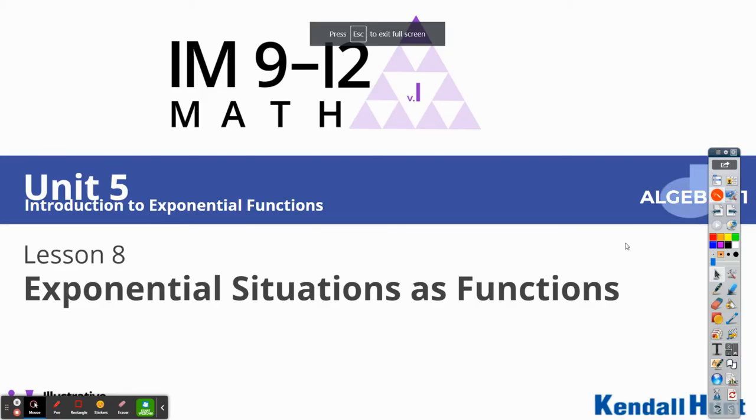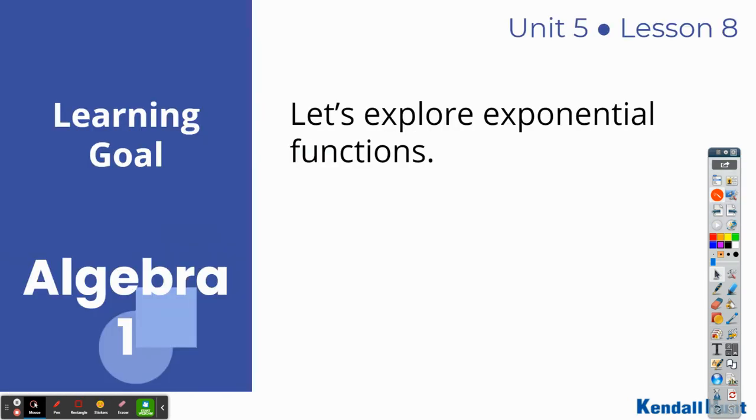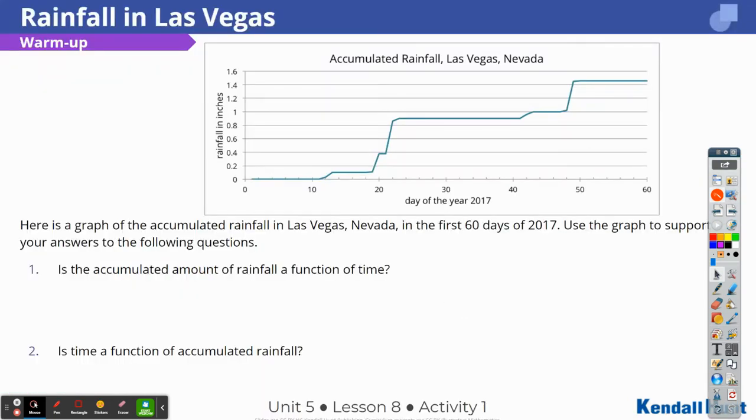Hey guys, so today we're going to do Unit 5, Lesson 8, and look at some exponential situations as functions. So this first example, we need to review what a function is. So we have accumulated rainfall in Las Vegas, Nevada, and we need to decide if the accumulated amount of rainfall is a function of time. So what's a function? A function is something where each input has exactly one output.